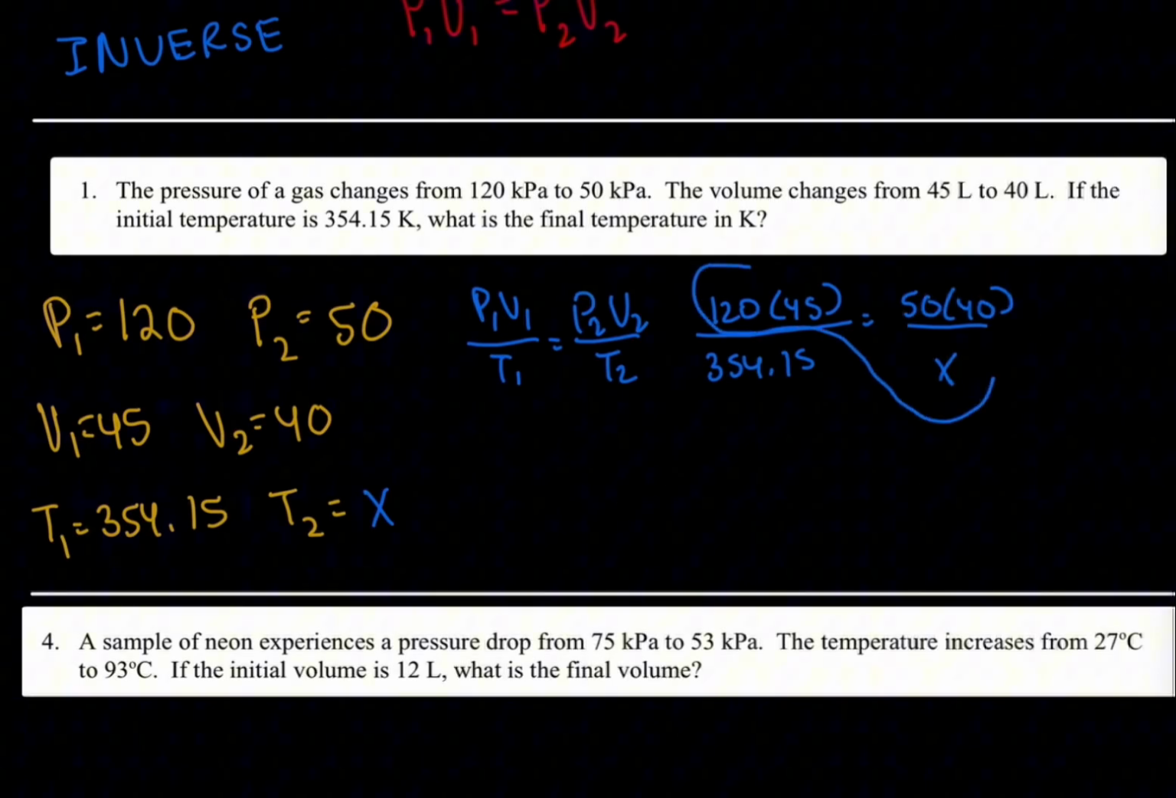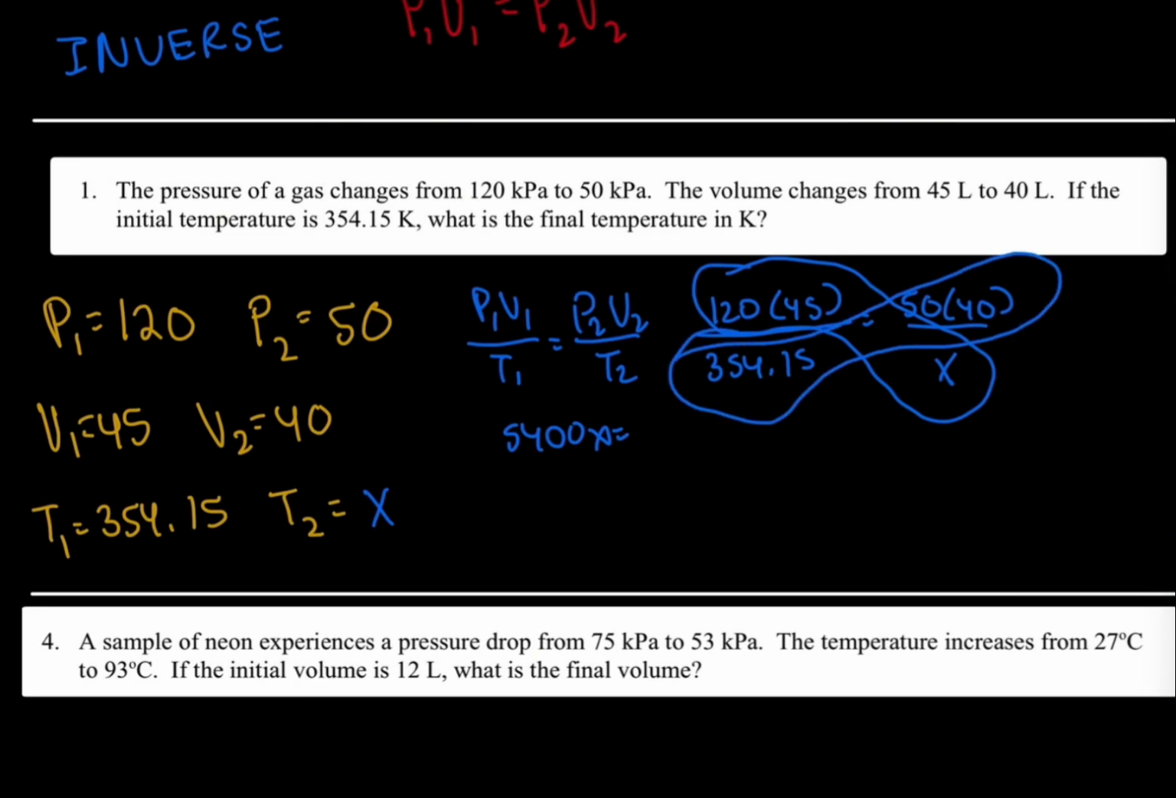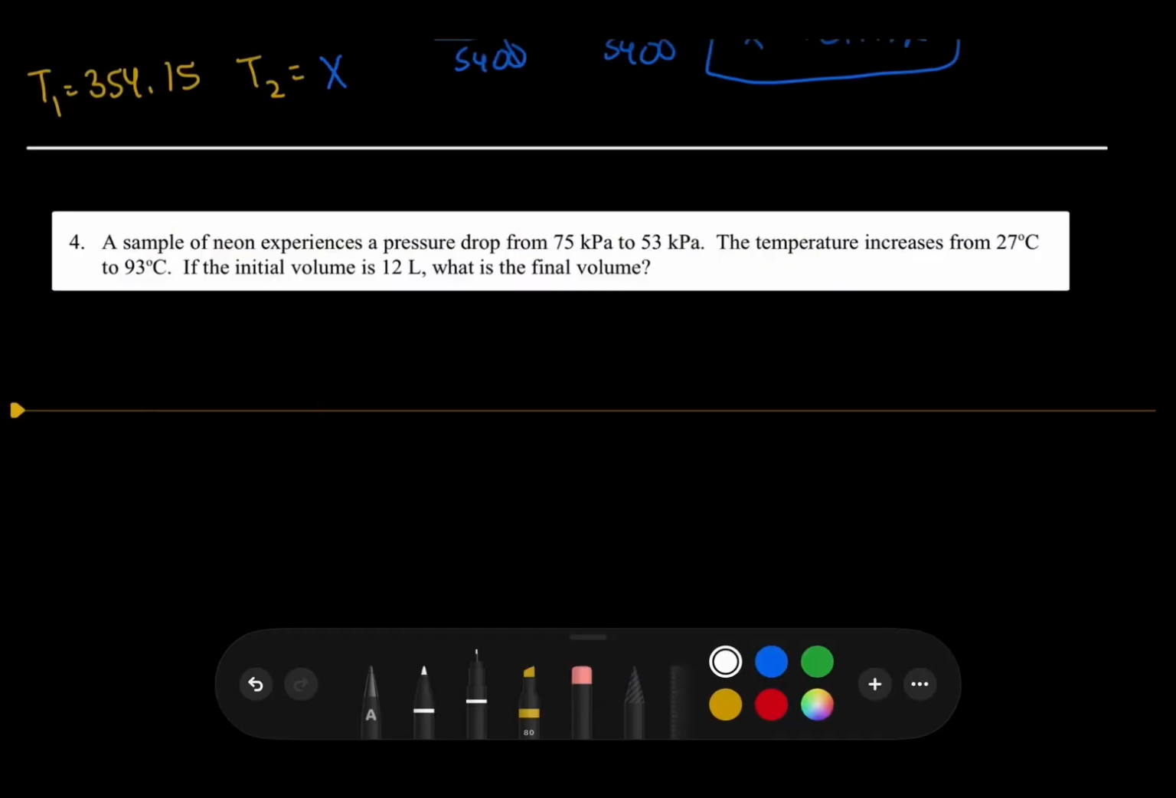So we can do the butterfly method, where we do 120 times 45 times x. That's going to give us 5,400x is equal to 354.15 times 50 times 40, which is going to give us 708,300. Then we're going to divide by 5,400 on both sides, and we're going to get x is equal to 131.17 Kelvin.